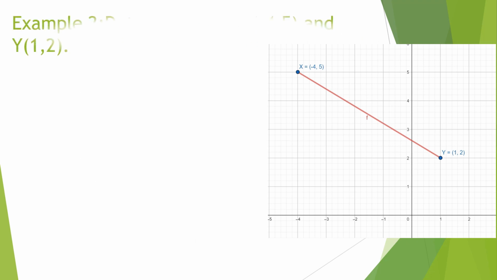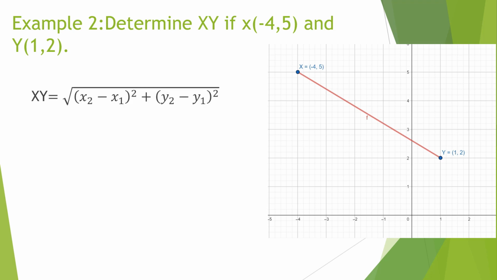How about example number 2? Determine XY if X is negative 4, 5 and Y is 1, 2. So this is the illustration here at the right side. We're going to determine its length, or the distance between X and Y. So we are going to use the distance formula, and we will assign x sub 1, y sub 1, x sub 2, y sub 2. I choose the point Y as x sub 1 and y sub 1, while point X as x sub 2 and y sub 2.